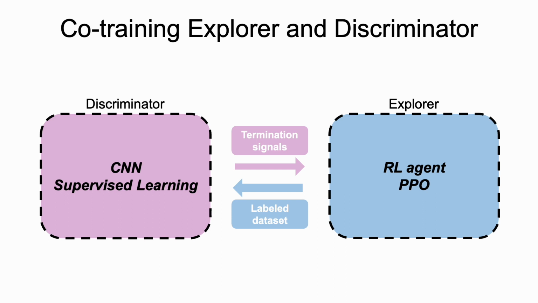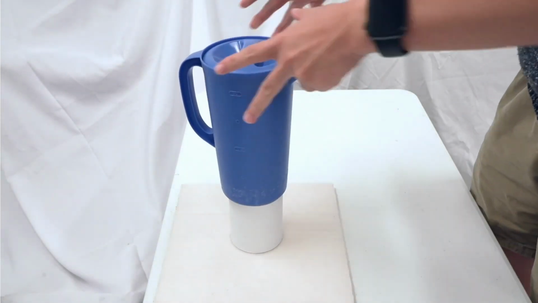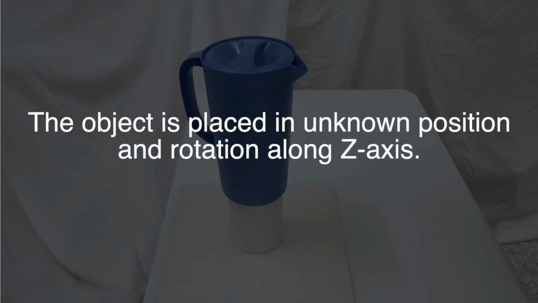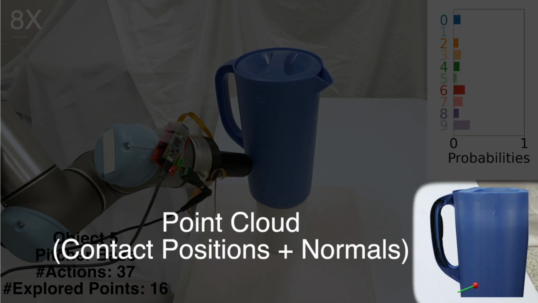Our method is trained entirely in simulation with PyBullet simulator, using different sensor noises, and then zero-shot transfer to the real robot. Now we show a demonstration of our method on the real robot. The object is placed randomly in the workspace. We visualize the predicted distribution over 10 objects by the discriminator and the collected point cloud information.